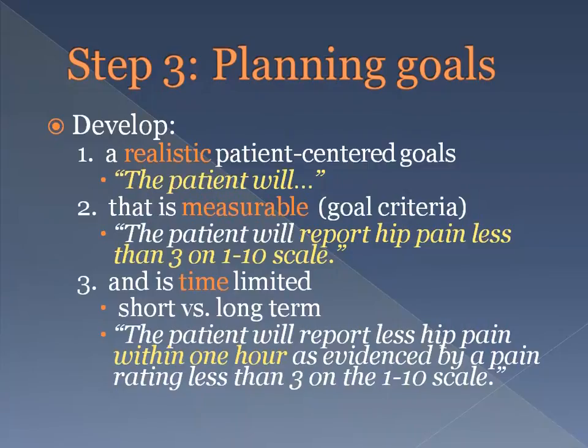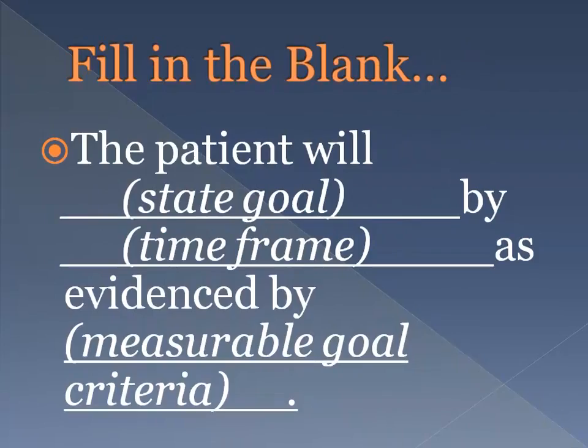It has all 3 components, but it also could be rewritten. The patient will report pain less than 3 on the 1 to 10 scale within 1 hour. As long as it has the 3 components, it doesn't matter what order you put the patient goal in. This is a template that you could use when you're creating patient goals. The patient will what? By when, as evidenced by, there you would state your measurable goal.